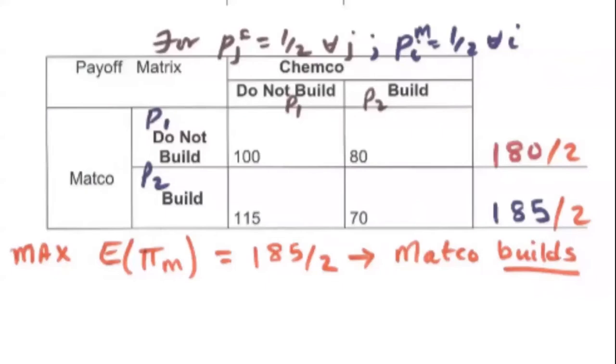Let's do a row analysis, which is Matco's decision. If Matco does not build, and there's a 50-50 chance that Chemco builds or does not build, then Matco's expected payoff is 90, averaging the 100 and the 80. And if it builds, based on the probability that Chemco is equally likely to build or not build, then its expected payoff is 92.5, 185 divided by 2. So the expected profit for Matco from building is higher than the expected profit for not building, so it will build, assuming, again, the 50-50 probability that Chemco will choose to build or not build.